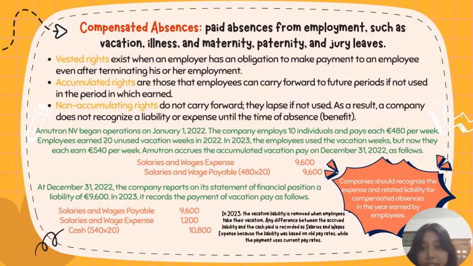The cash is from the second page: in 2023, they said the employees each earn €540 per week. So we multiply by 20, and then the result is €10,800. And if we want to find the salaries and wages expense amount, it is just cash minus the salaries and wages payable, like that.